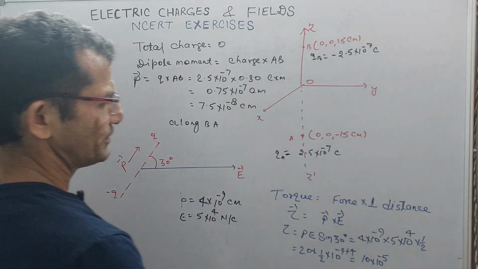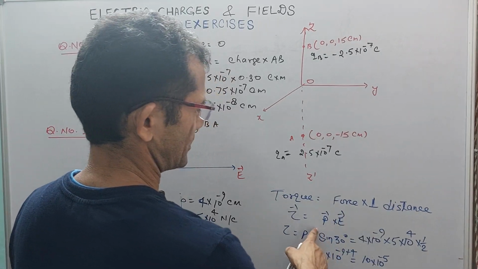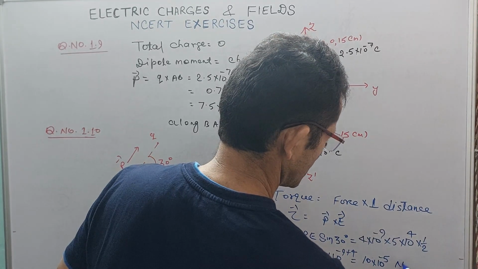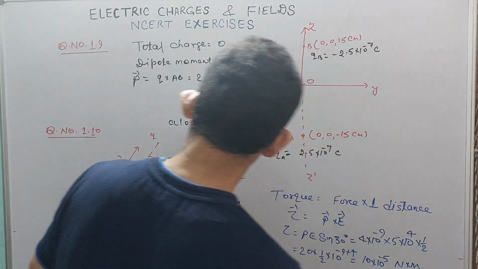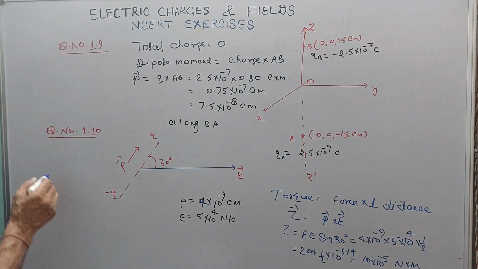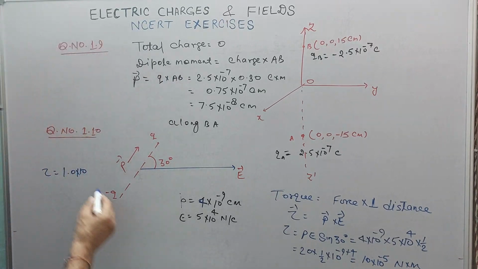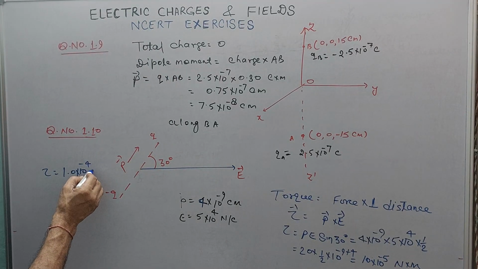Here for the unit of torque, very simple, Newton into meter. So Newton into meter is the unit. Now the final value in standard format of this torque is equal to 1.0 into 10 raised to the power minus 4 Newton into meter.